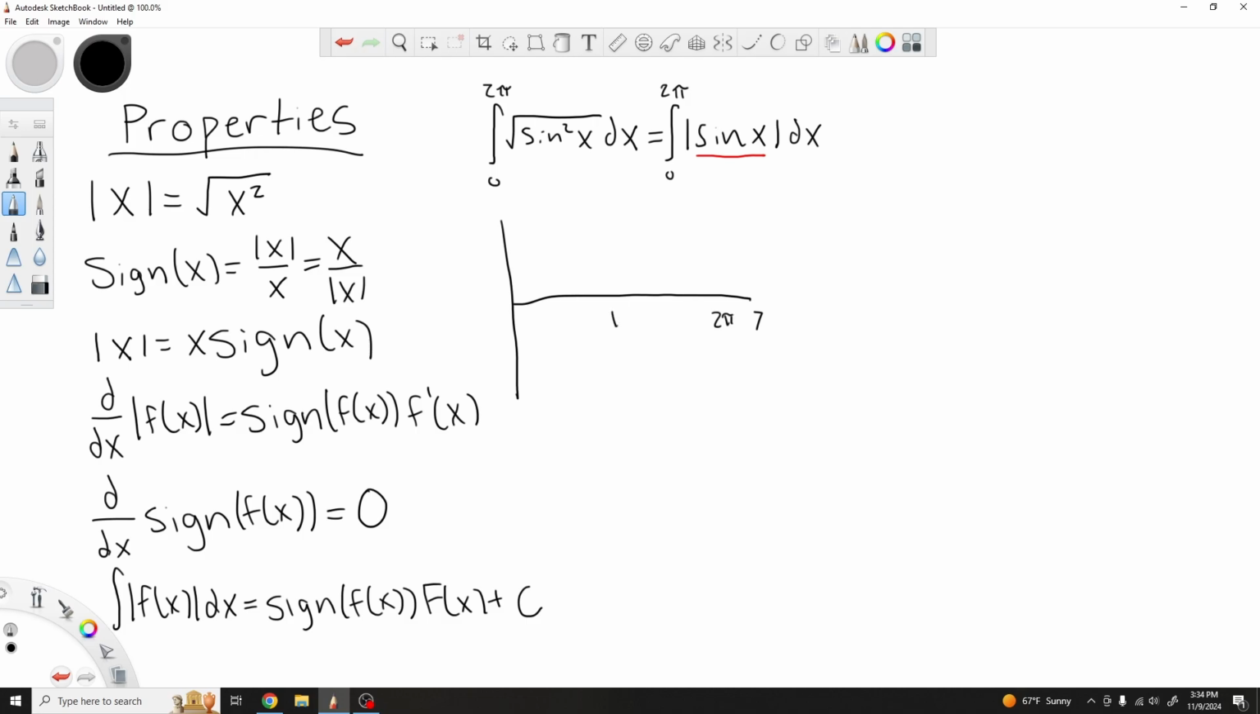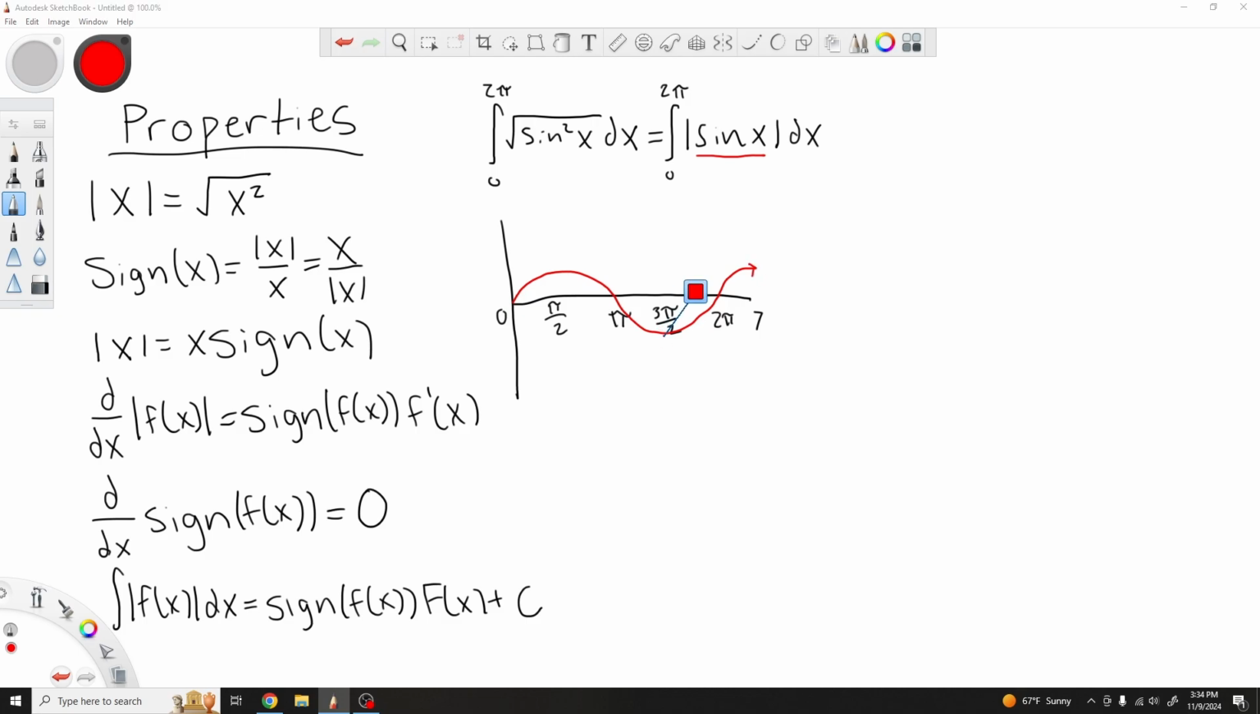2 pi will go about here. Pi will go about here. 2 pi, or sorry, no, this should be 3 pi over 2. And then pi over 2 goes about here, and 0 would be right here. So let's graph the sine function. From 0 to pi, we have this positive period. From pi to 2 pi, we have this negative period, and then we alternate periodically.